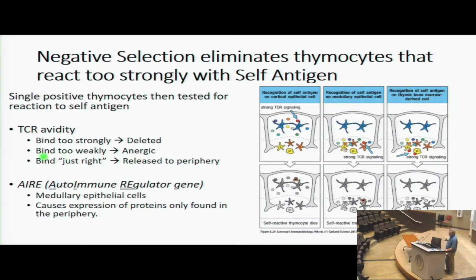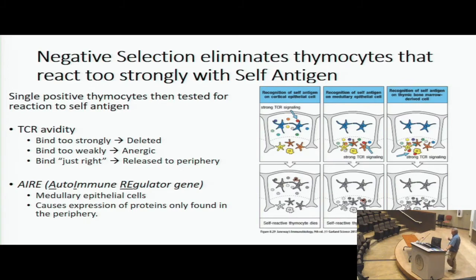And what you're looking for is an affinity, which actually has been measured in the lab. You know, the affinity of the interaction, but there's a small narrow window of affinity where that T cell survives. If it's too weak, it's switched off or becomes anergic or paralyzed, whatever word you want to use. If it's too strong, that T cell undergoes apoptosis. So what you're left with are T cells that bind with sort of moderate affinity to the MHC, probably not enough to cause autoimmune disease.